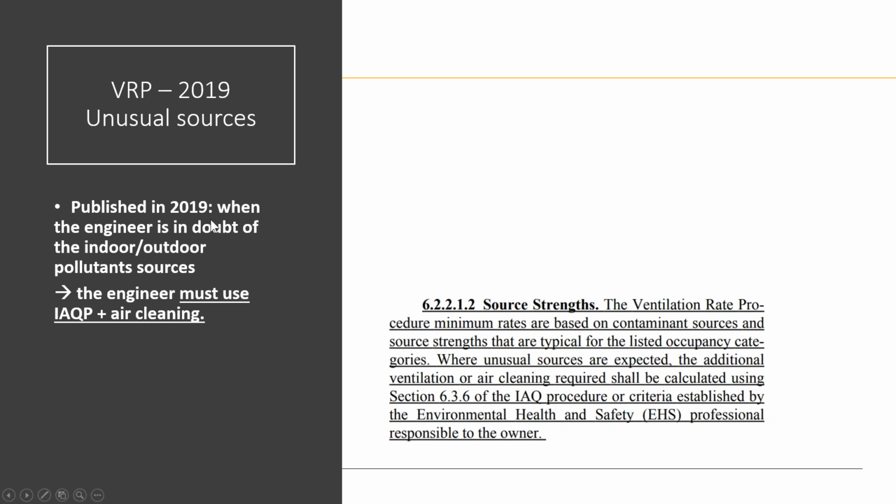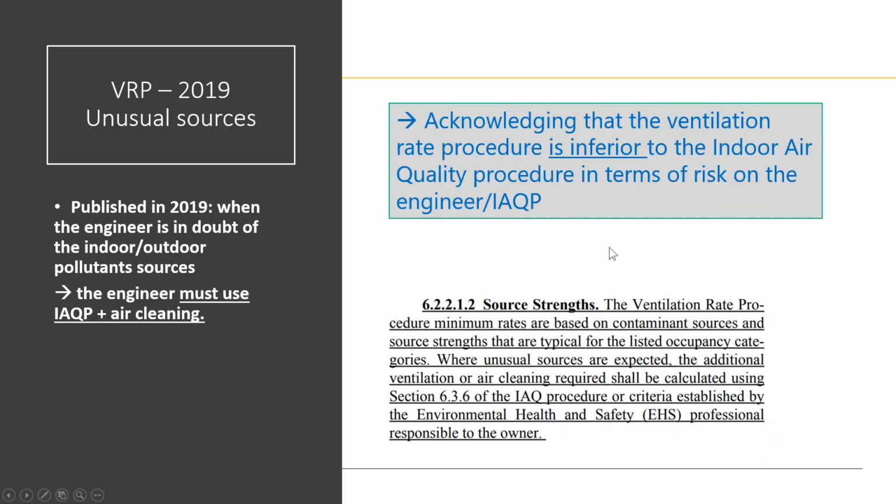The first one is called unusual sources. The committee added in the 2019 version a requirement for source strength. What they say is, if you don't know everything in your building, if you don't know the sources of pollution, indoor and outdoor, you cannot use the VRP anymore. This is very powerful because this is the first time that the standard acknowledged that the ventilation rate procedure is actually risky, because it was meant as numbers, like let's say 17 CFM per person for an office, to just be a starting point, and we need to do better as time goes. But we skipped a few decades for that.